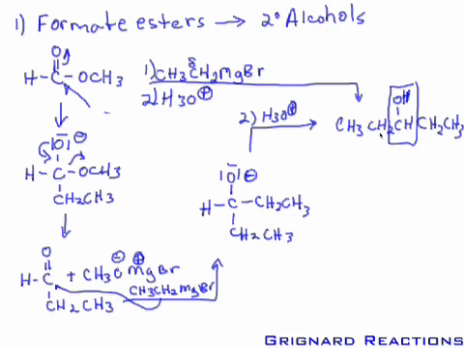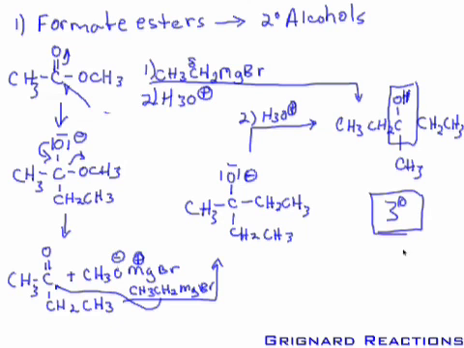Now we can repeat this reaction for any other ester where in place of H we have some other substituent. If, for example, I had a CH3 here, this would have been a CH3 all the way through. If that was a CH3 all the way through, this H would have been a CH3, and I'd have a tertiary alcohol. So all other esters yield tertiary alcohols for this type of reaction. So formate esters give you secondary alcohols, and all other esters will give you tertiary alcohols. Okay.